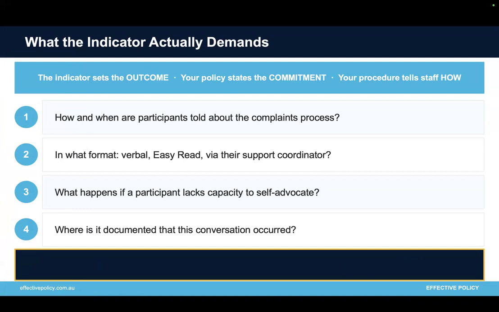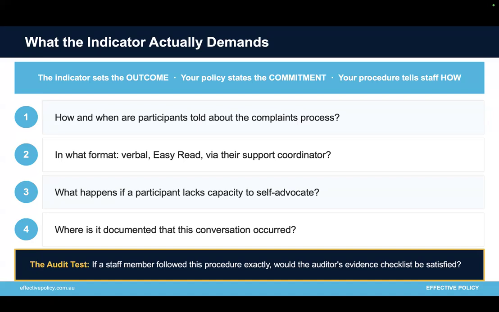It's just wonderful. But you won't grow if you're not exposed to frequent and regular upskilling and listening to how other people do things and hearing about what's changing in the market. So on this one, which is what the indicator actually demands of you, rather than cutting it out verbatim, the audit test is: if a staff member followed your procedure exactly, would the auditor's evidence checklist be satisfied? And really, it will be.